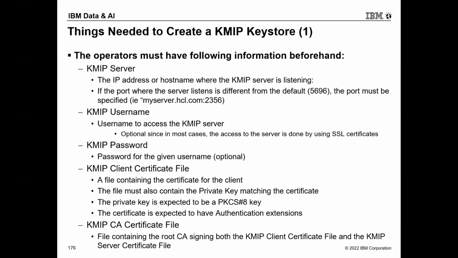Keymip client certificate file is a file containing the certificate for the client. The file must also contain the private key matching the certificate. The key is expected to be a PKCS number 8 key, and the certificate is expected to have authentication extensions. The Keymip CA certification file is a file containing the root CA signing for both the Keymip client certificate file and the Keymip server certificate file.